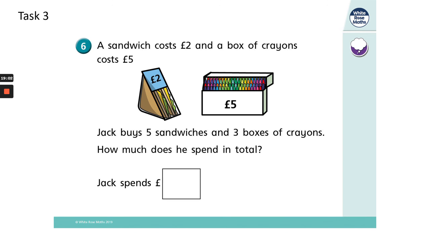And our third and final challenge is our word problem. A sandwich costs £2 and a box of crayons costs £5. Jack buys 5 sandwiches and 3 boxes of crayons. How much does he spend in total? You need to use your knowledge of 5 times tables and 2 times tables. This is a big challenge, but I think some of you will be able to do it.